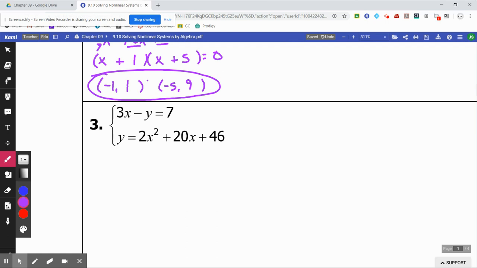The next one, just because we haven't done it yet, we'll solve this with elimination. So we need to make sure everything's lined up. So I'm going to write y equals 2x squared plus 20x plus 46. And I'm going to line up everything in my other equation with that.